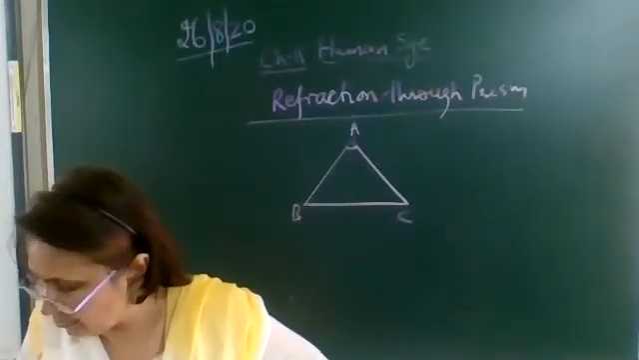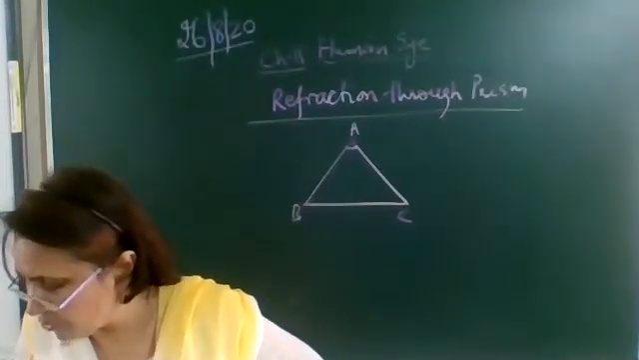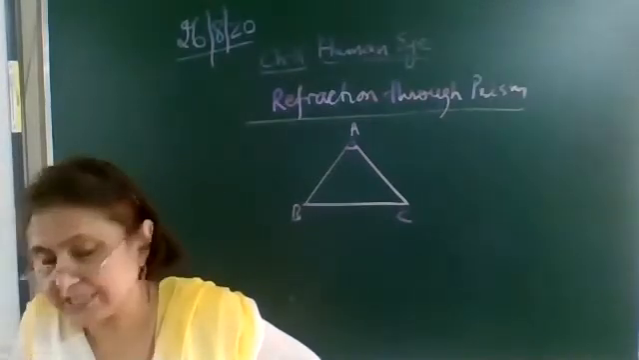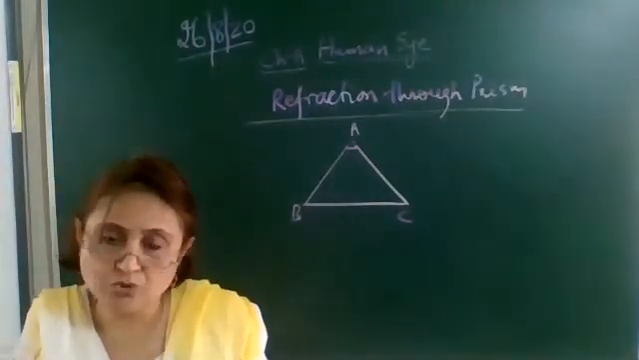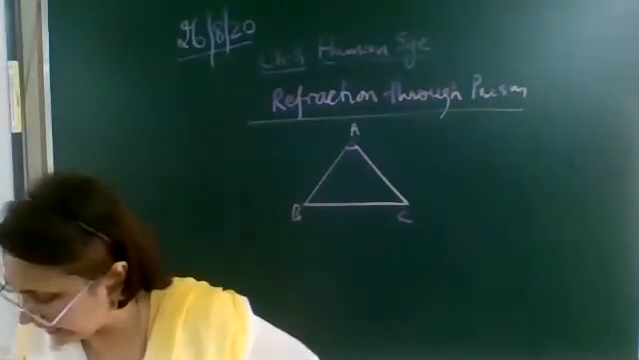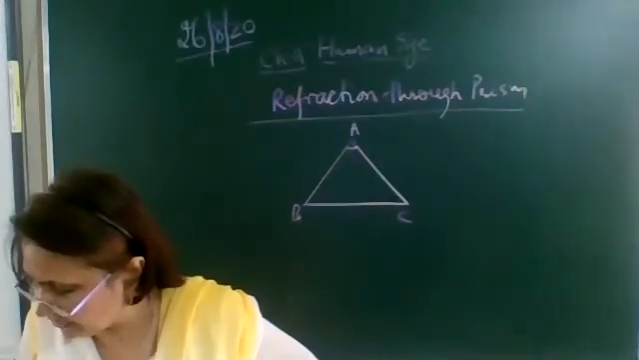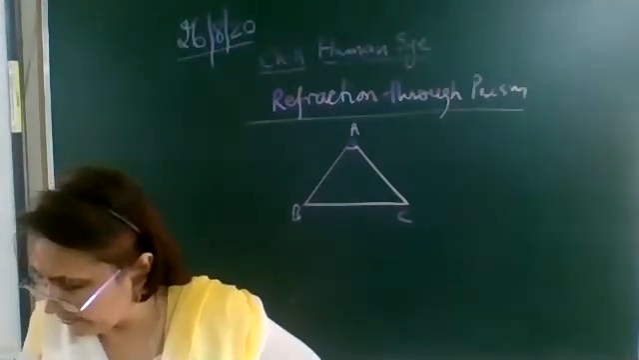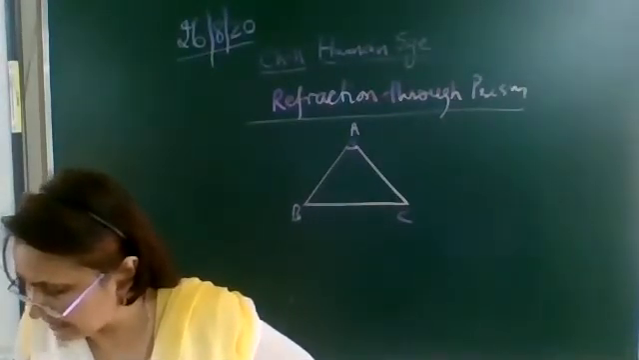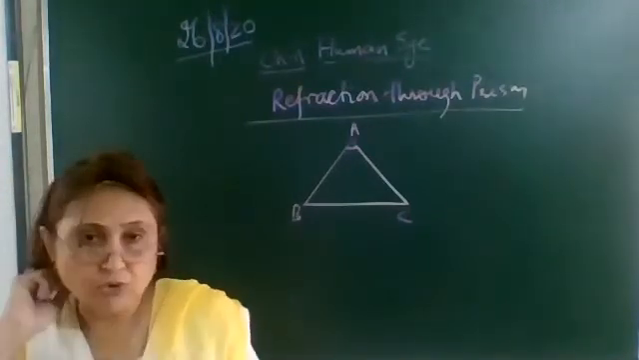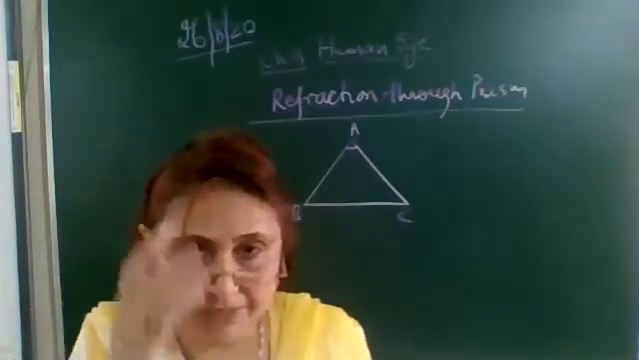Consider a triangular glass prism. It has two triangular bases and 3 rectangular lateral surfaces. So there are 2 triangular faces and 3 rectangular faces. These surfaces are inclined to each other. The angle between the 2 lateral surfaces is called the angle of prism. Okay, now let us do an activity to understand the refraction through a prism.